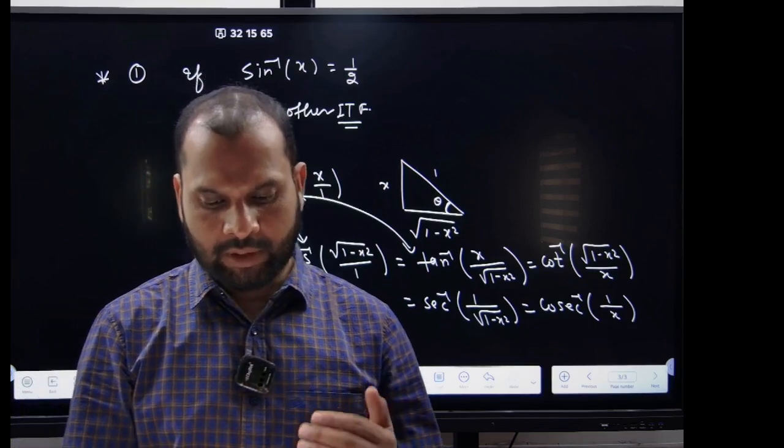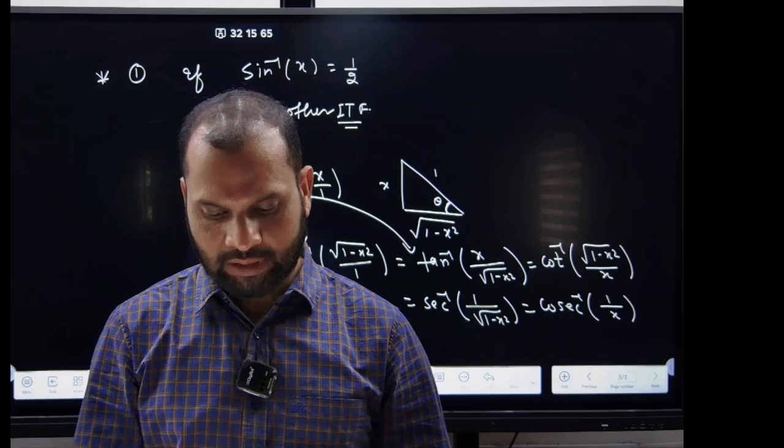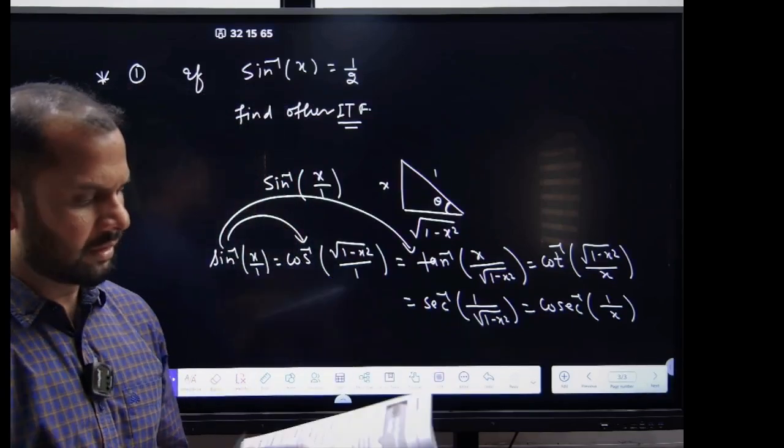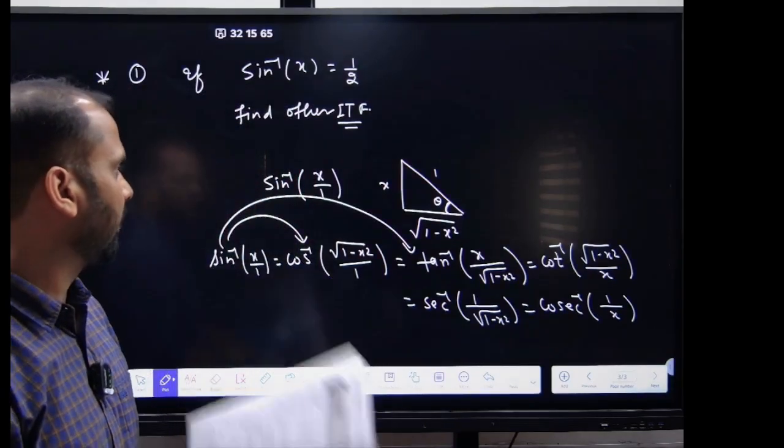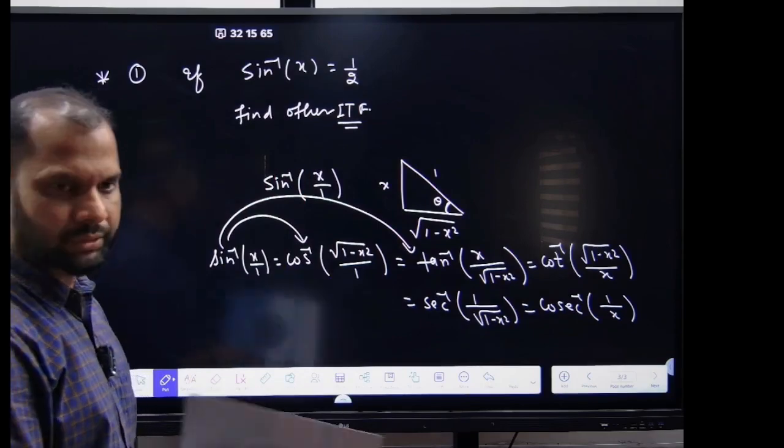Now, one by one I will be writing the properties. So, write down the first property. It's there in your book also. I will just write one by one. Should I move to the next slide?